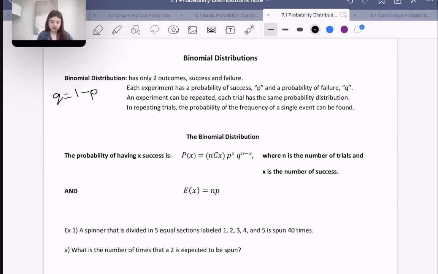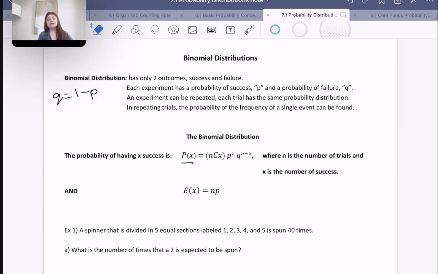So let's talk about the binomial distribution equation, and I also want to get into why that is the equation. So here it's the probability of x being anything, right? We're not sure what it is in this case, this is just the general case, is equal to nCx times p to the power of x, times q to the power of n minus x.